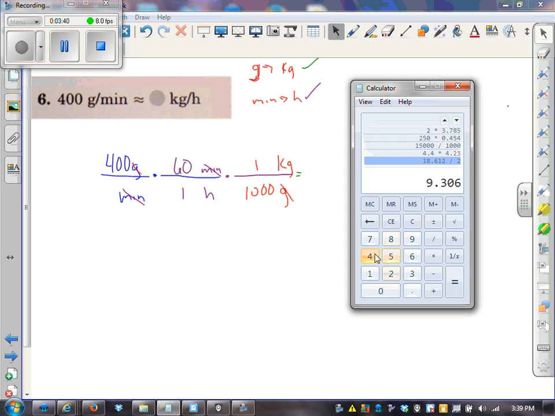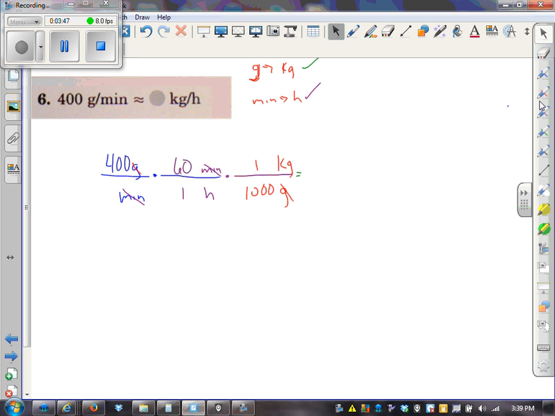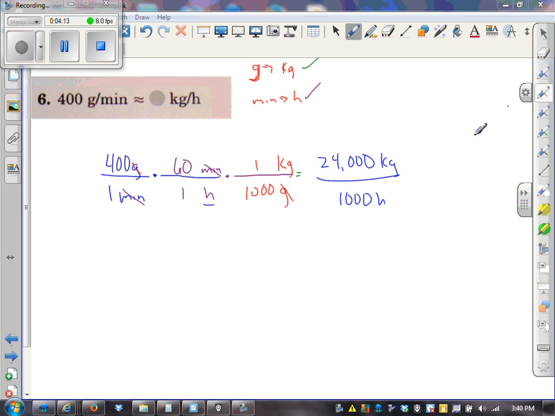So 400 times 60 times 1 is 24,000. And what else is on top? Just kilograms. Over, right, that's 1 minute. 1 times 1 times 1,000. 1,000. What else is on bottom? What's left? Hours. Right? Now they don't want to know kilograms per 1,000 hours. They want to know kilograms per 1 hour. So we're going to divide the top divided by the bottom. 24,000 divided by 1,000 will be 24 kilograms per hour.